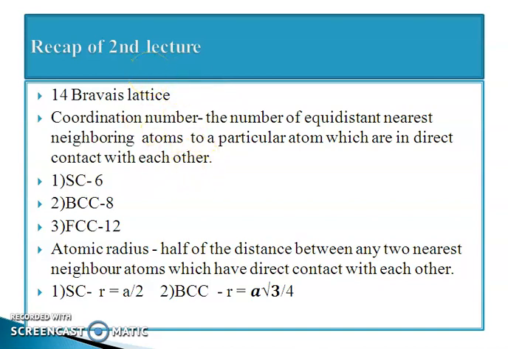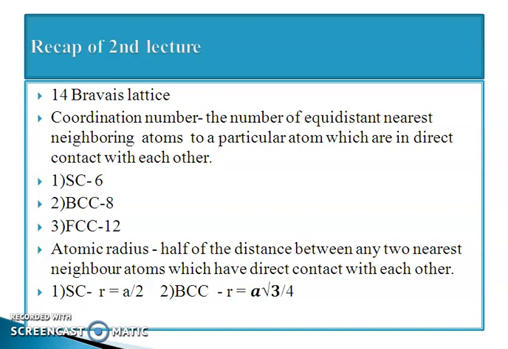In the second lecture, we have seen that there are 14 Bravais lattices, then coordination number, that is the number of equidistant nearest neighboring atoms to a particular atom which are in direct contact with each other, and for the 3 cubic systems or 3 cubic crystals we have seen it. For simple cubic, the coordination number is 6. For body-centered cubic structure, it is 8. And for a face-centered cubic structure, it is 12.